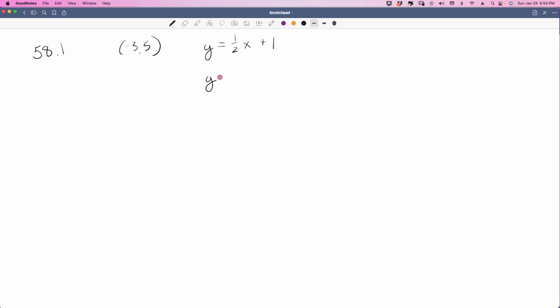So that's going to be y is equal to, now this is going to be the reciprocal and the opposite. So that's going to be -2x plus b, because we don't know what that intercept point is. And then we're going to sub in this point here. So that's going to be 5 is equal to -2 times -3 plus b. So 5 is equal to 6 plus b, so -1 is the value of b. So that allows us to rewrite this line. Now we can say y is equal to -2x minus 1. That's this line right here, our perpendicular.